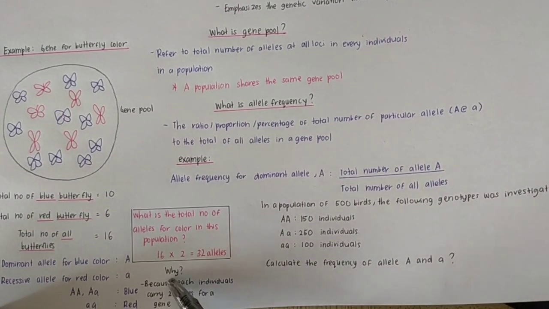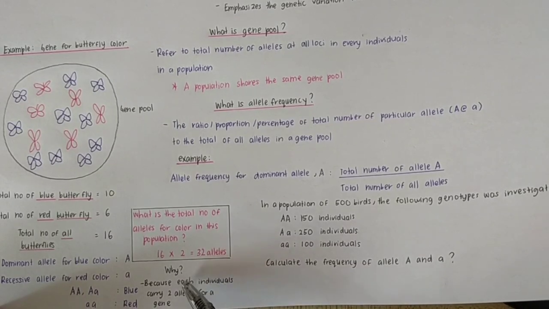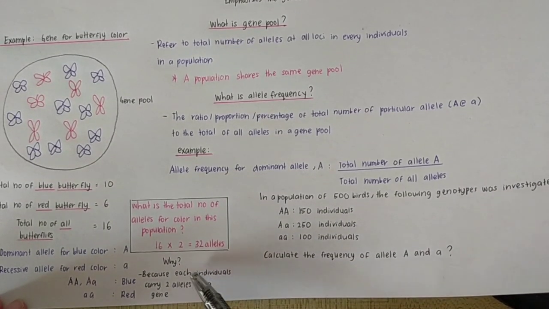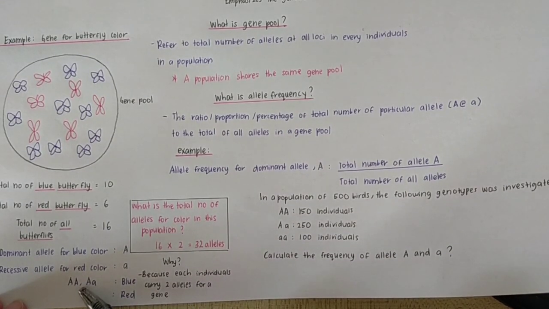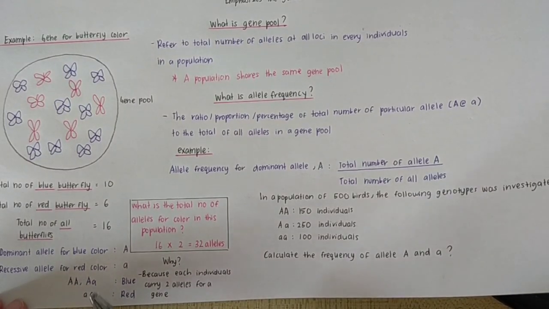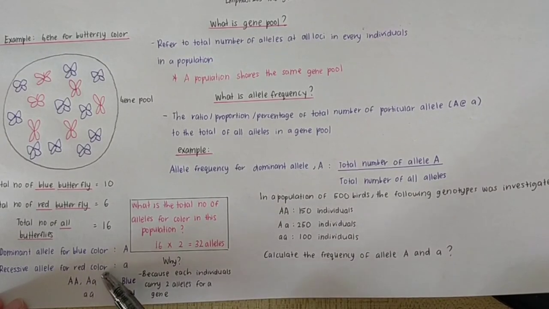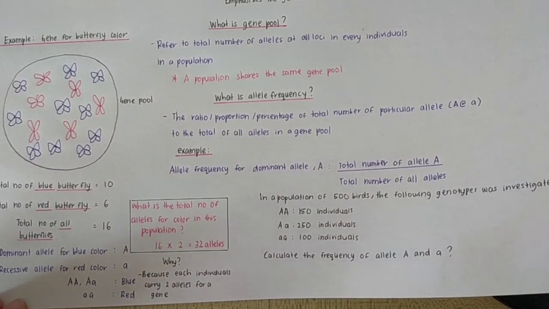So kenapa jawapannya adalah 32 alleles? Because each individual carry 2 allele for a gene. Contohnya kita ambil contoh yang ni lah. So kalau individu tu adalah homozygous dominant, so dia akan bawa 2 allele yang dominant. Kalau individu tu adalah heterozygous, so it will carry 1 dominant allele, 1 recessive allele. Kalau individu tu adalah homozygous recessive, so it will carry 2 recessive allele.